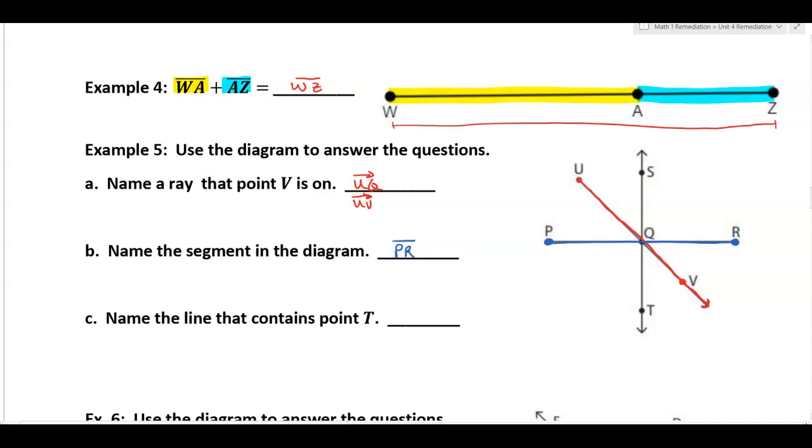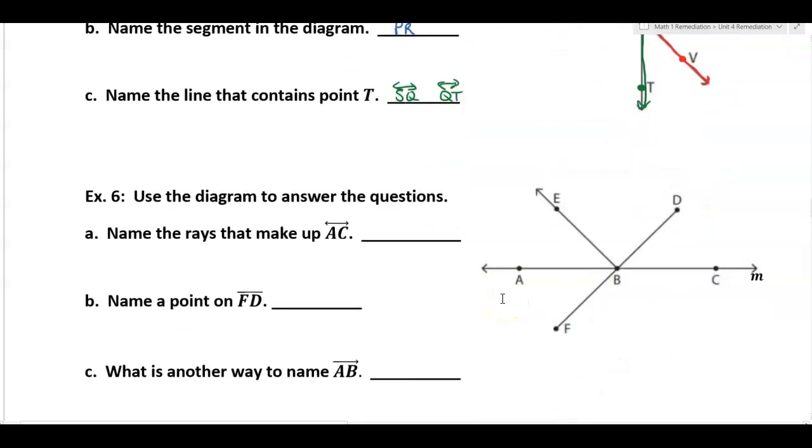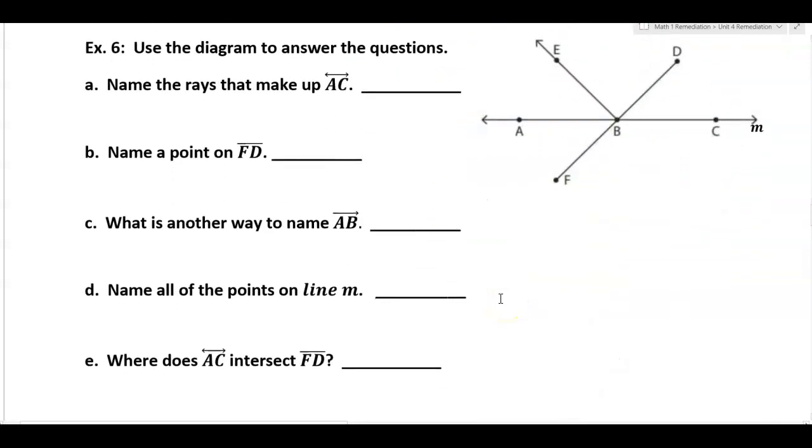Then name the line that contains point T. If I find point T, it's here. That is this line here. And I can pick any 2 points on a line. I can say line SQ with the line symbol above. I can say line QT with the line symbol above. All right. I can flip-flop the order of those. TQ, line TS. I can use any of those. All right.